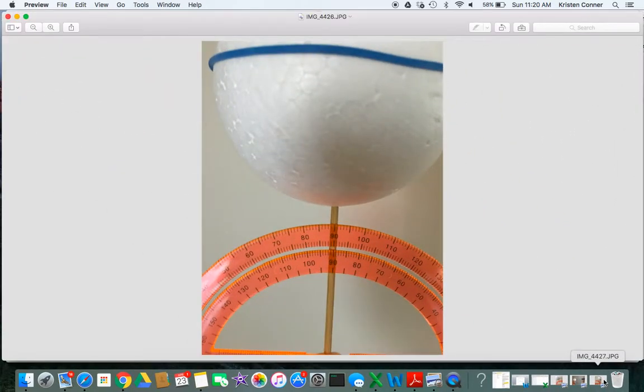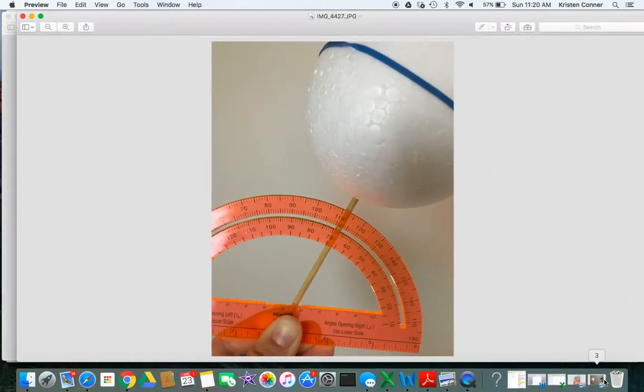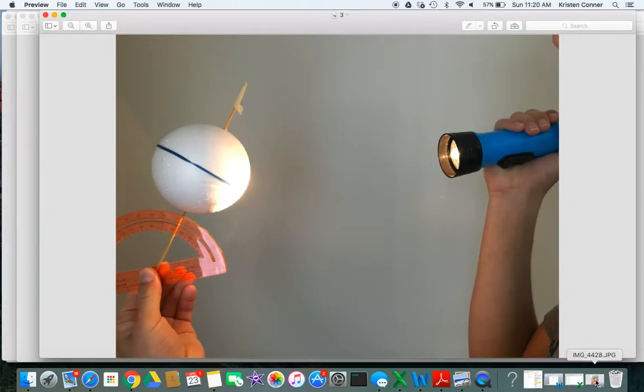This picture shows the ball and the toothpick straight up and down at 90 degrees. If I want to rotate the ball towards the sun 23 degrees, I would need to add 23 to the 90 and I would get 113 degrees. This shows how my protractor will look with my ball and my toothpick on it and showing you the tilt at 23 degrees. The next picture shows how the flashlight shines on the earth.